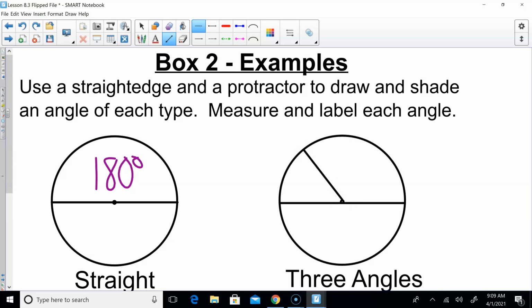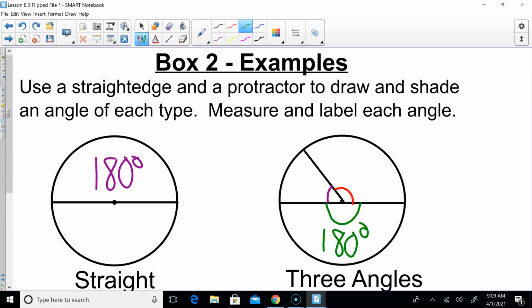So I need to measure these. I have 3 angles in here. I have this angle right here, which I know is acute. I have this angle right here, which is obtuse. And I have this angle right here, which is a straight. So I know this one already is 180 degrees, which, you know, that was pretty straightforward.